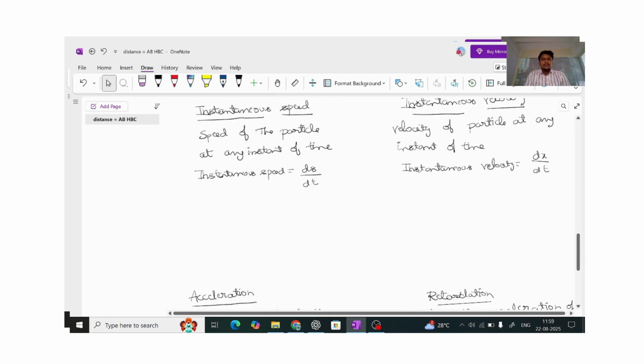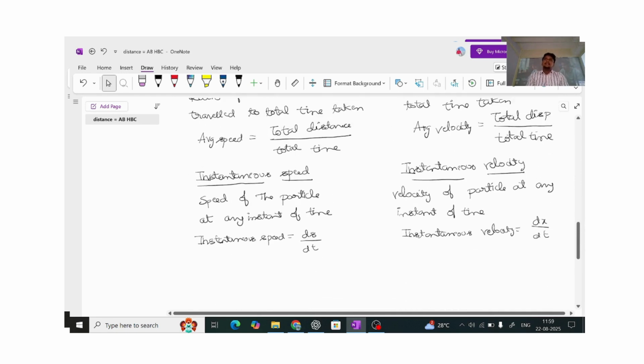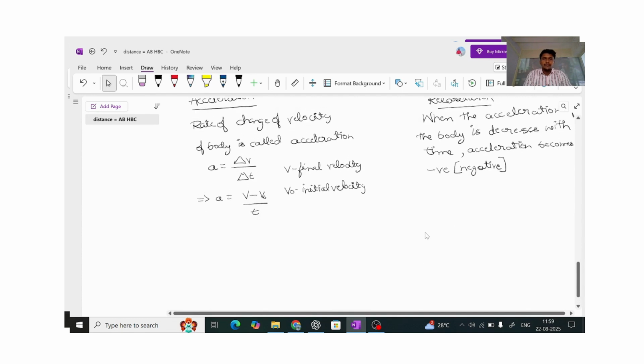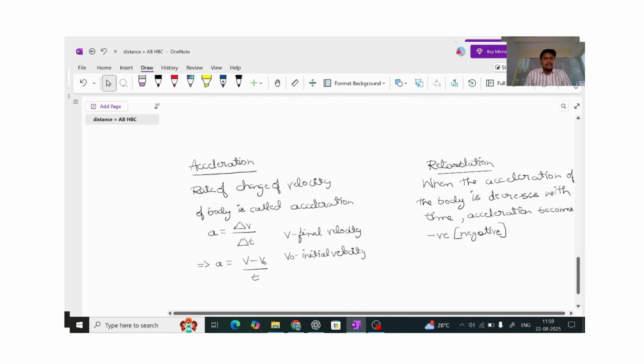What are instantaneous speed and instantaneous velocity? Instantaneous speed is the speed of the particle at one particular instant of time. If we need to calculate the speed of a body at 4 seconds, we use instantaneous speed. On the other hand, instantaneous velocity is the velocity of the particle at one particular instant of time, and the formula is given as dx by dt.